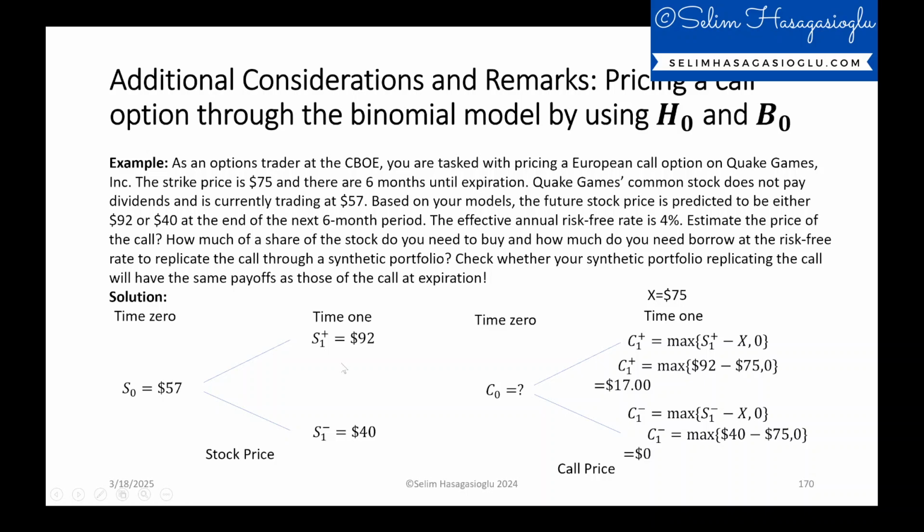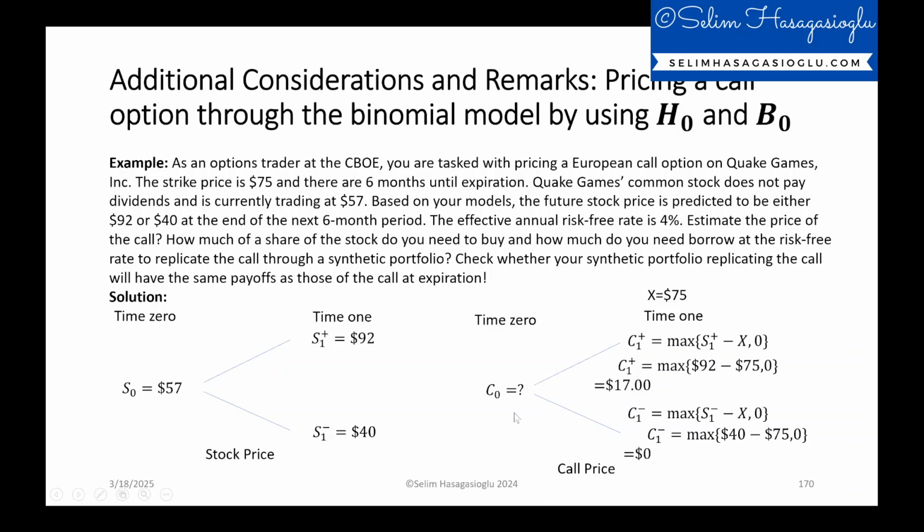Actually, in that case, the call option is in the money and the call will be exercised. So you will buy the stock at $75 strike price and can sell it at $92 in the market. So your payoff will be 92 minus 75, which should be equal to $17. And if the stock price is $40, the option is out of the money and the option will not be exercised. You won't be buying the stock at 75 when in fact it trades at $40 in the market. So the option will not be exercised in that case.